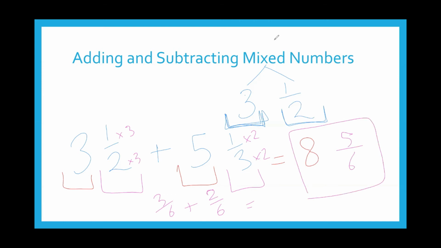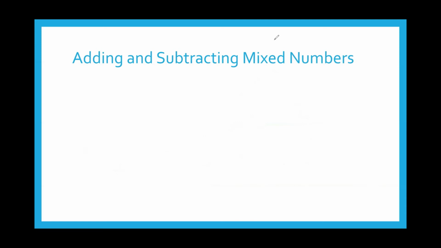The same goes for subtraction, but sometimes you have weird instances with subtraction because your fractions might be too small. And what I mean by that is, let's say we had 4 and 1/2, and we subtracted 2 and 3/4. So I'm saying my fraction is too small because 1/2 is smaller than 3/4. So this is going to result in a negative number, which we don't really like to deal with. So what we're going to do is regroup.